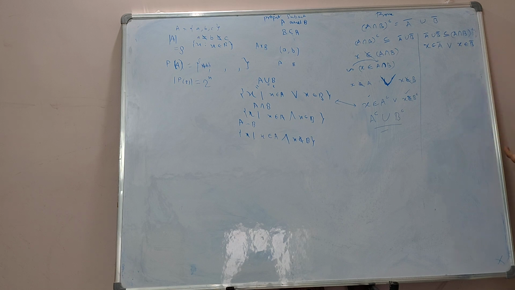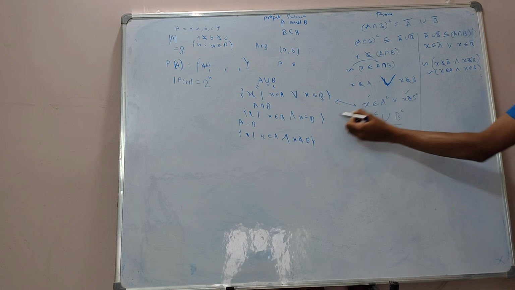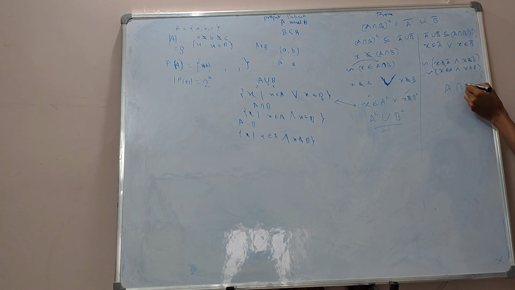Suppose I have an element x, and then I can write this as a negation, right? Once I put the negation, here it will be x does not belong to A complement, and x does not belong to B complement, which means x belongs to A and x belongs to B, right? And this I can write as A intersection B whole complement. So in this way we can prove this, right?